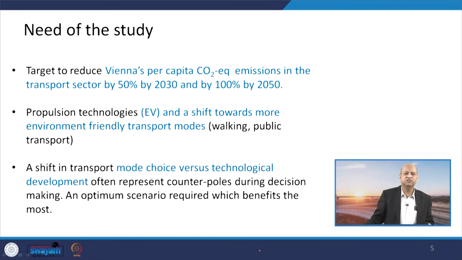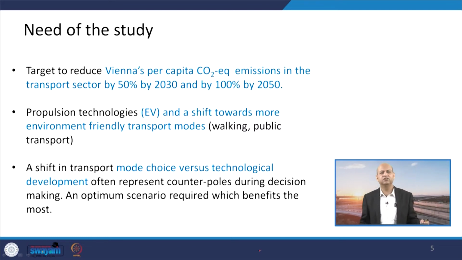So, that is why this study is needed. The target is basically to reduce the per capita CO2 equivalent emissions in the transport sector of Vienna, like 50% reduction by 2030 and 100% reduction by 2050. That means, by 2050 the fossil fuel based transportation sector should be abolished and some other system should be put in place. That is the assumption for this study.